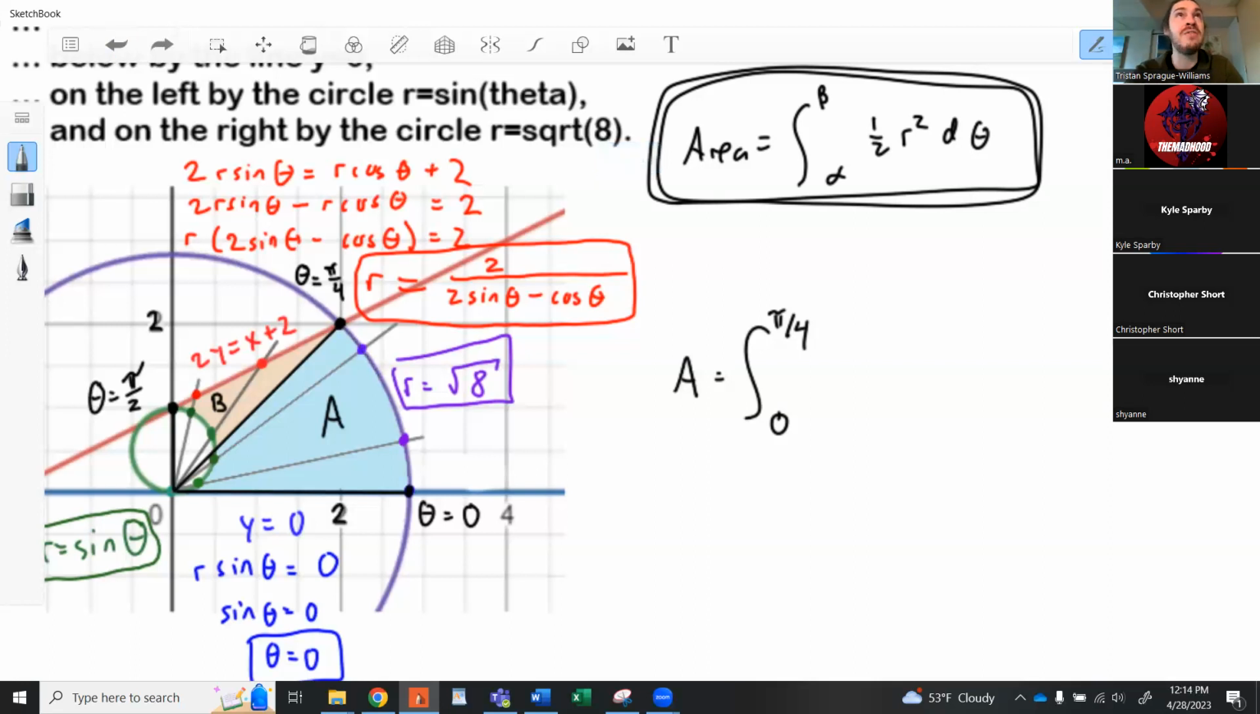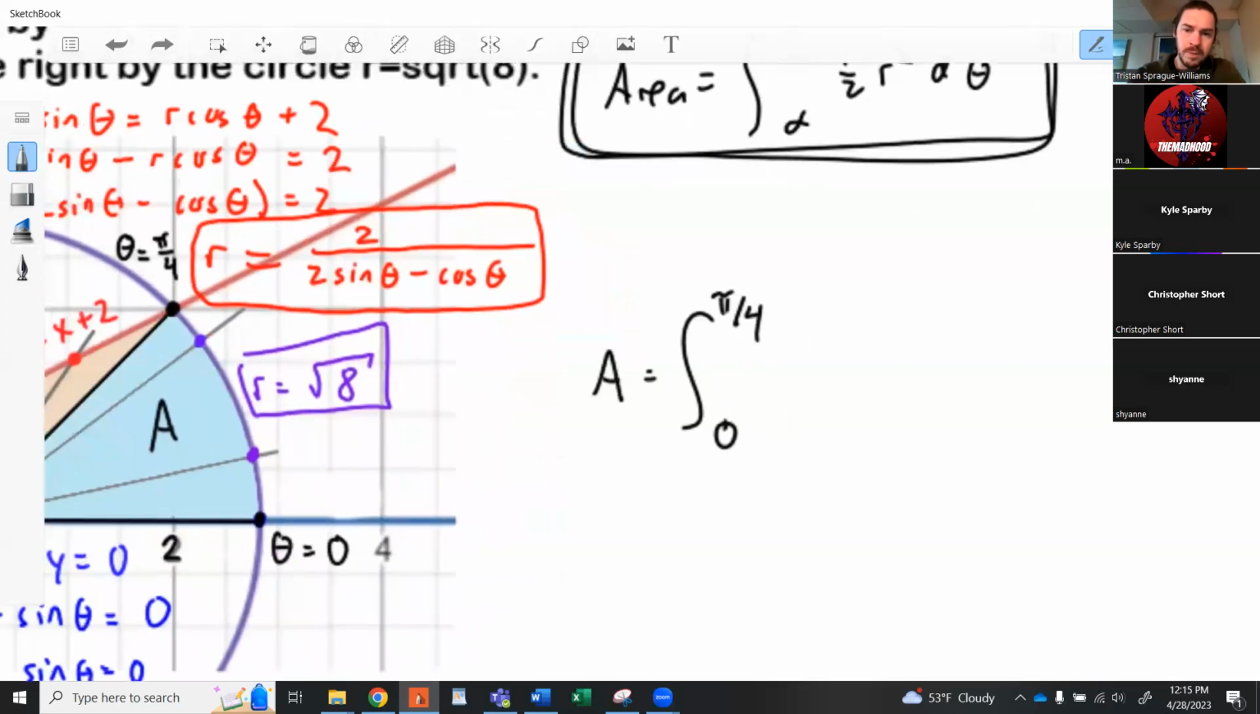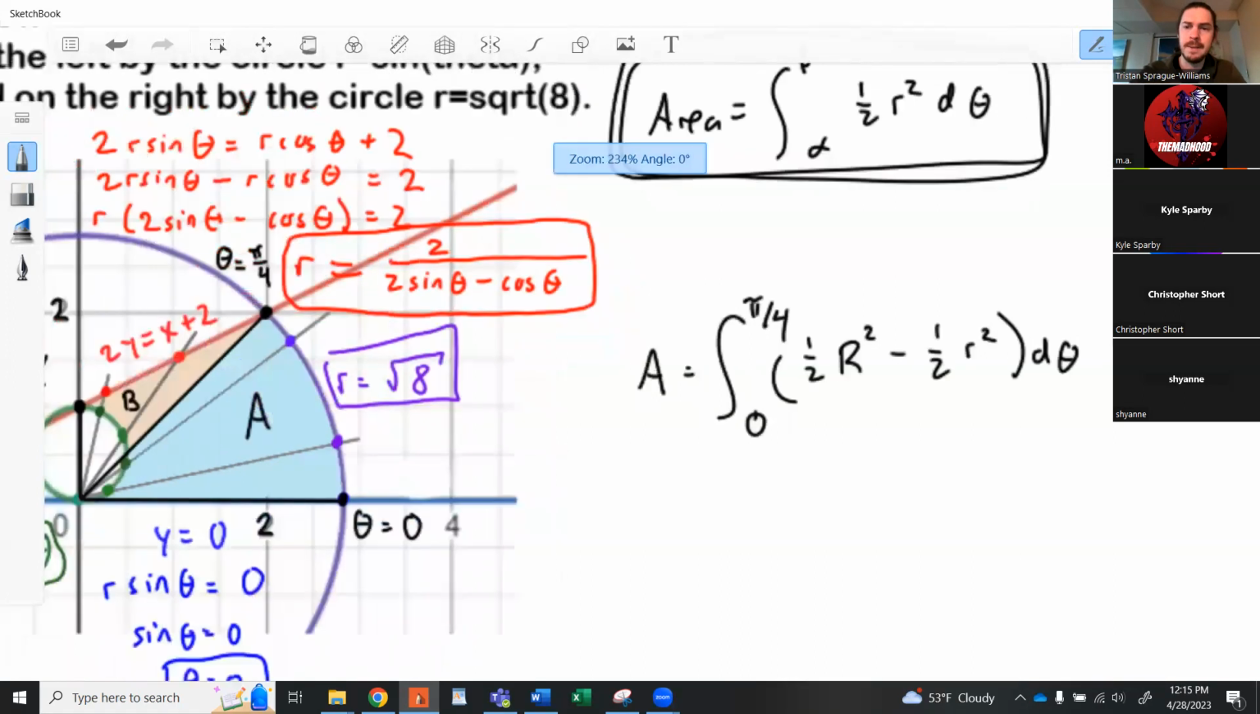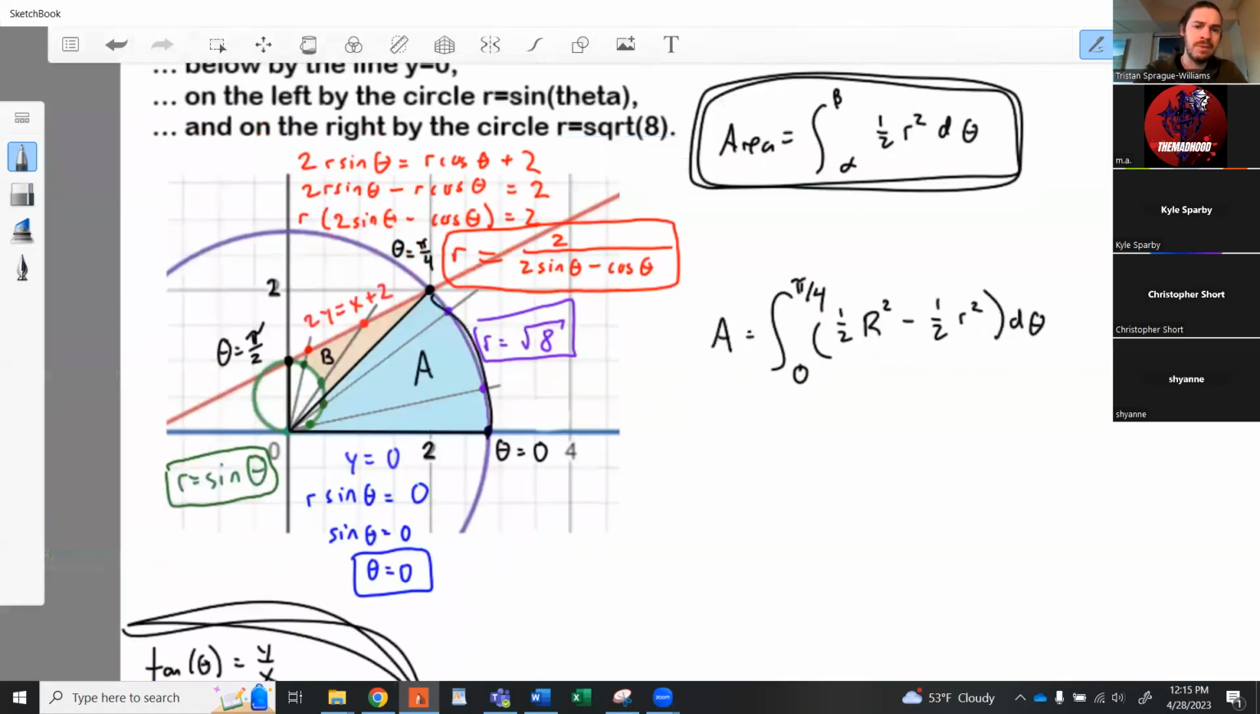So this is kind of like when we were doing that stuff in chapter 2 with areas between curves, or like volumes of revolution with the washer method. It's very similar to that. We're going to do 1/2 times the outer radius squared minus 1/2 times the inner radius squared, and then integrate that with respect to theta. Okay, so outer radius, inner radius.